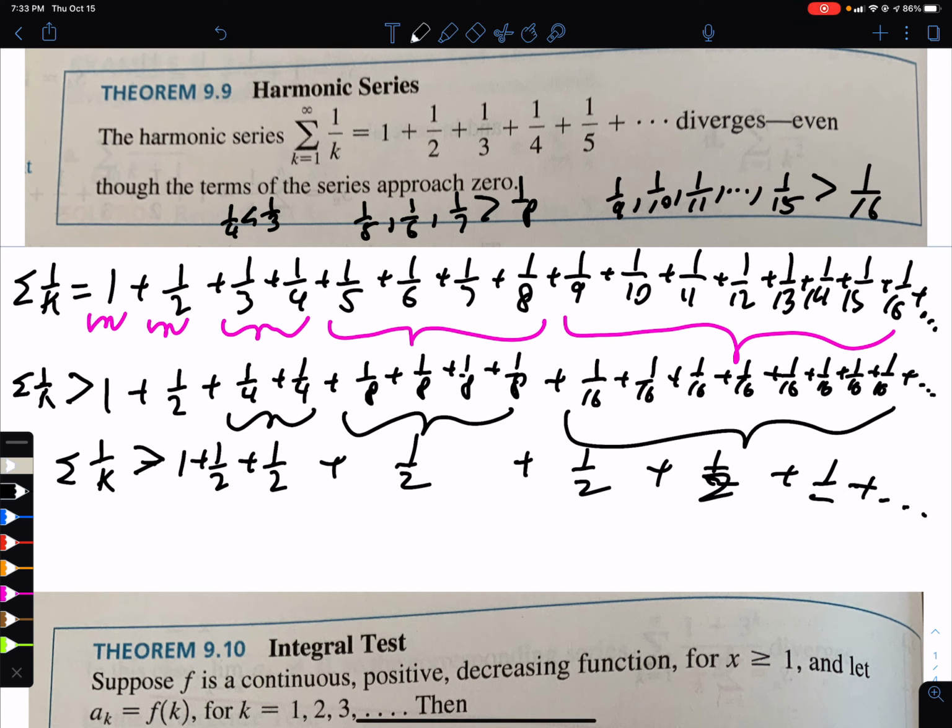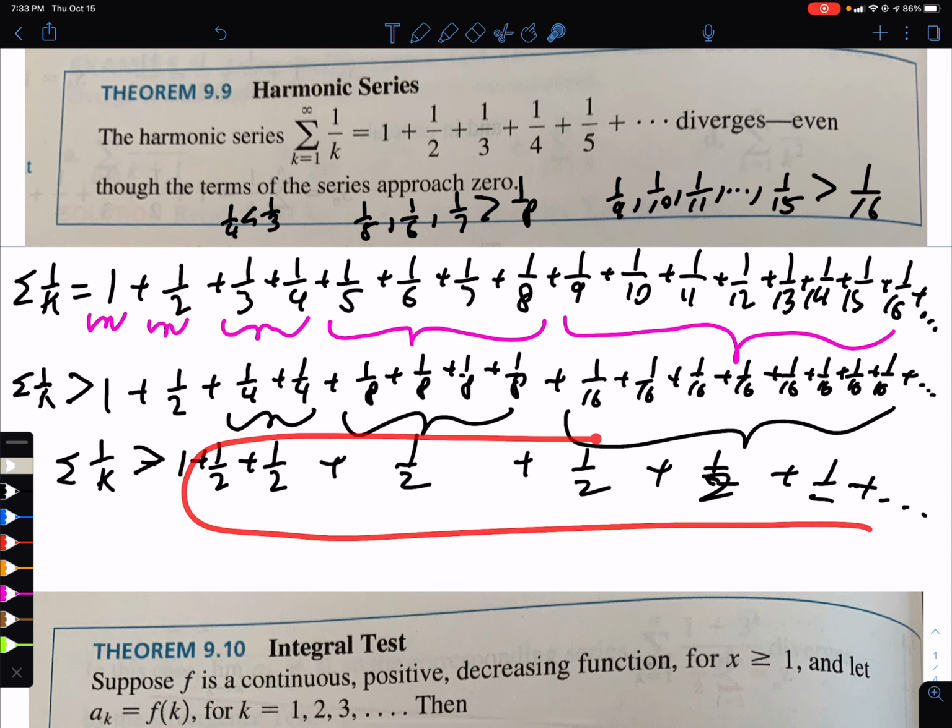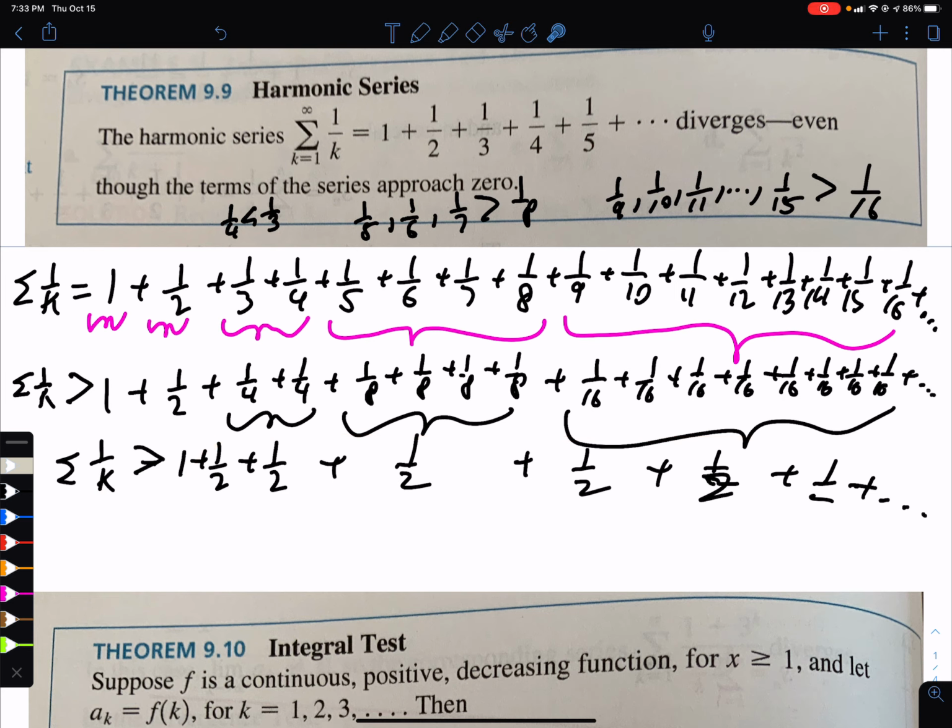That means this right side is divergent. But this is bigger than the right side, so that's divergent. So that's kind of the process of showing why the harmonic series diverges.